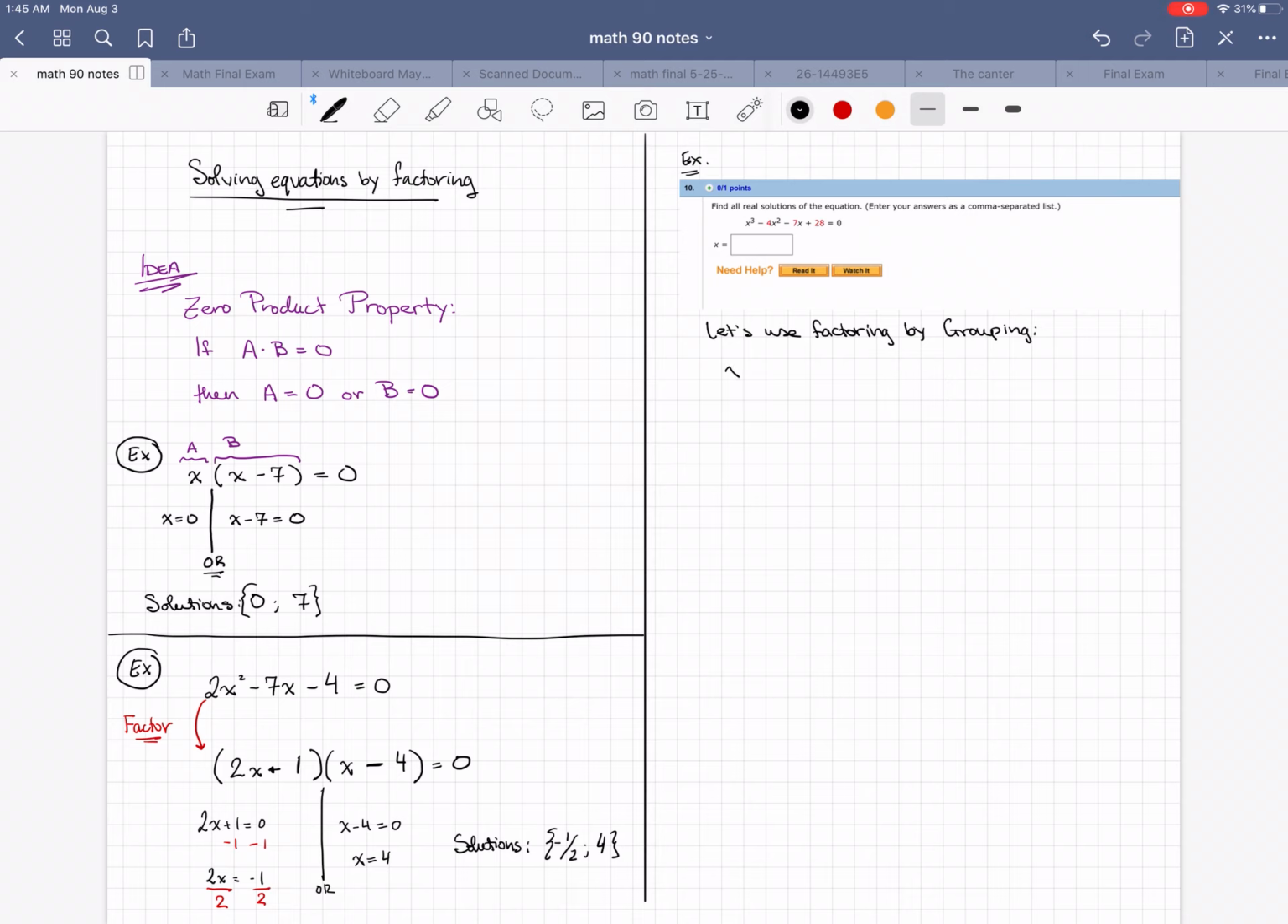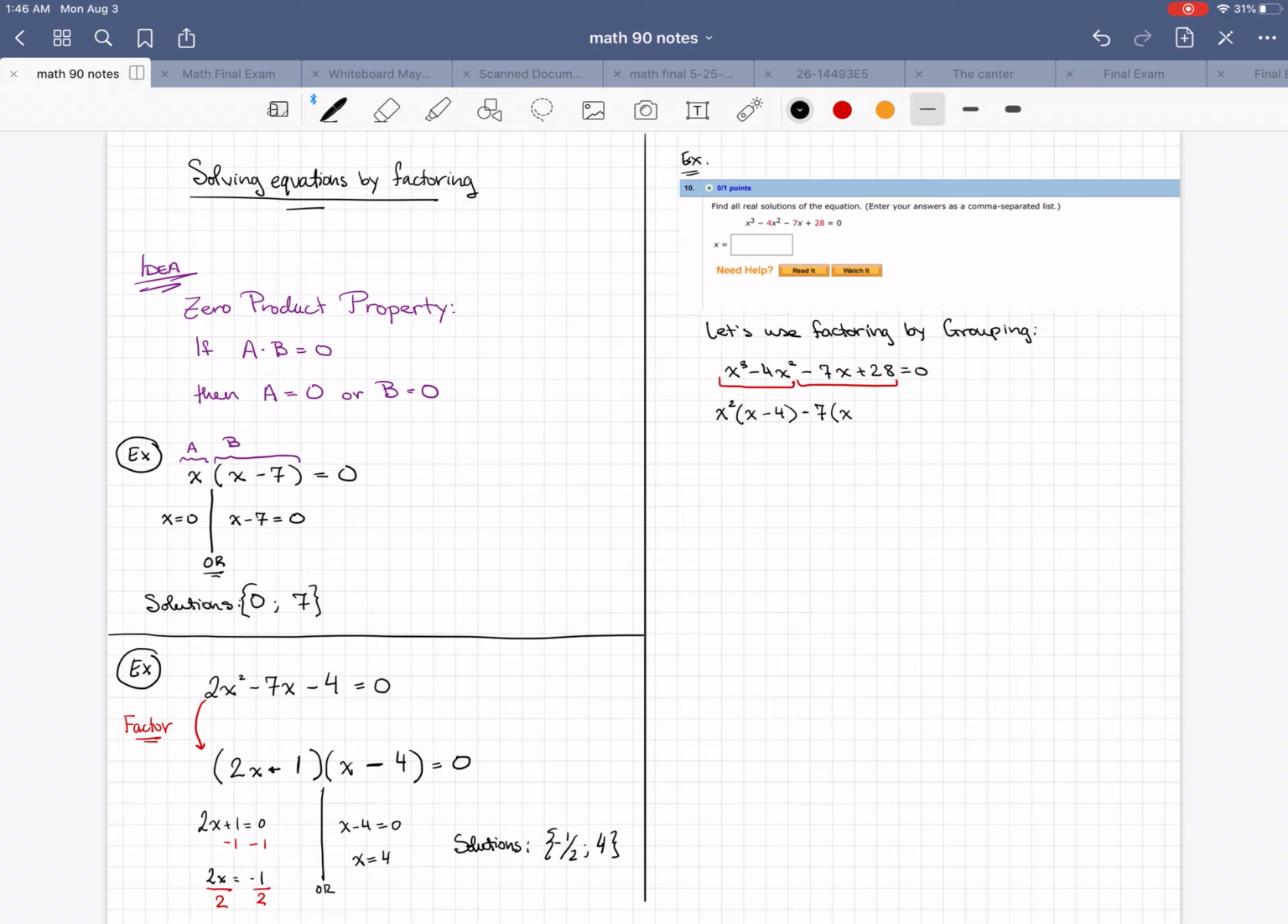So I have x cubed minus 4x squared minus 7x plus 28 is equal to 0. And I'm going to use my trusty 2 and 2 grouping. So the first two terms and the second two terms. And again, remember, we're always keeping an eye out for the sign between the two groups. And here it's a minus. So whatever we do with the second group, we're also going to factor -1 on top of it. First group, we can pull out x squared, times x minus 4. And then we can pull out -7.